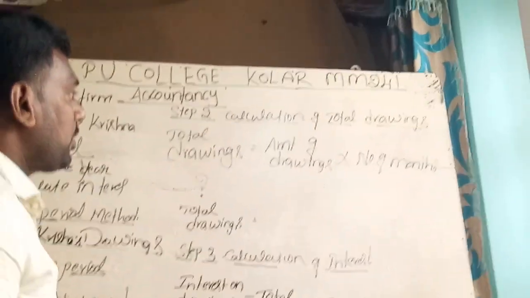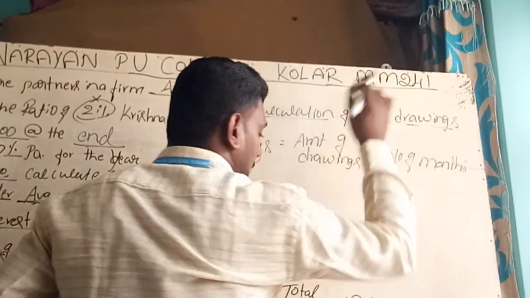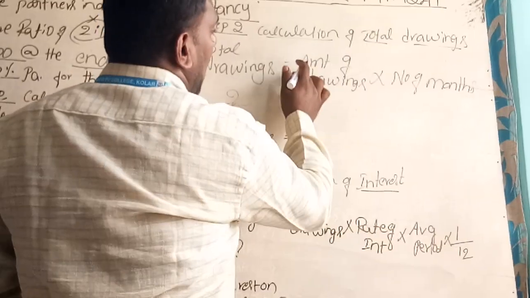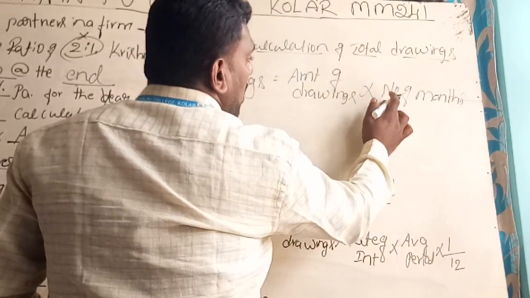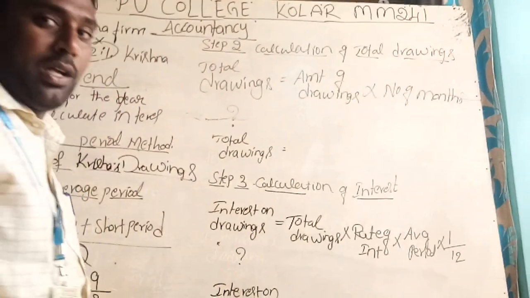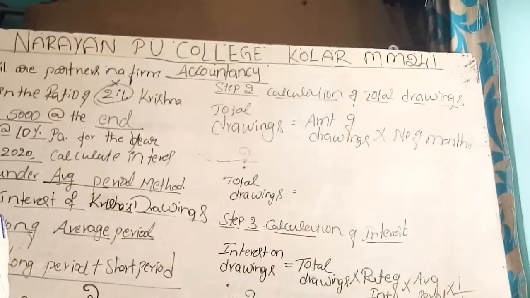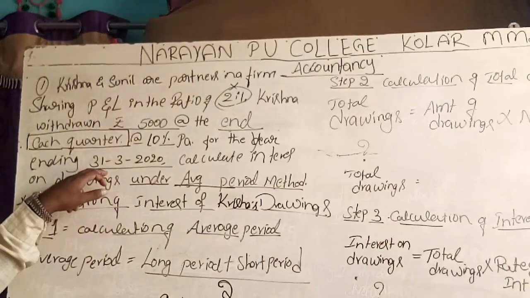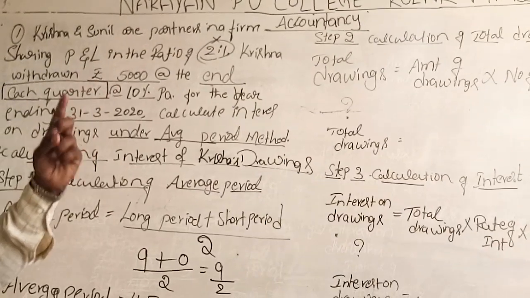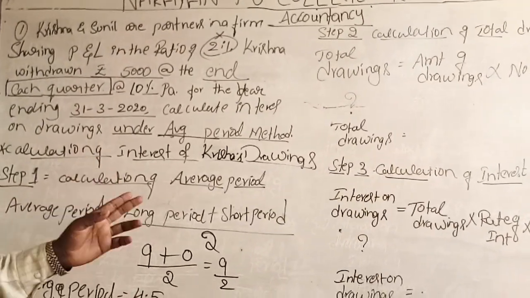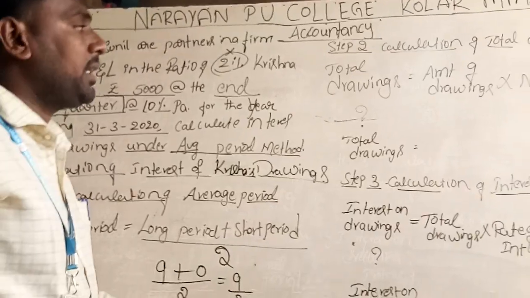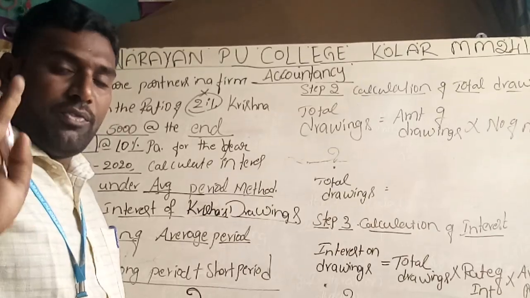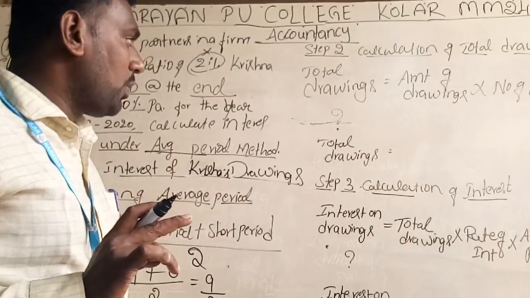In step number 2, we have to calculate the total drawings. Total drawings is equal to amount of drawing into number of months they are given. If the partner is withdrawing at the beginning of the quarter or end of the quarter, but the year ends on 31st March 2020, it always begins on 1st April 2019. Now we have to consider the total duration, total 4 quarters. So 4 only we have to consider.